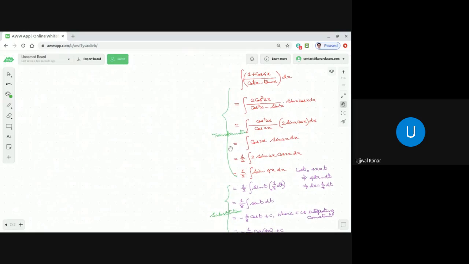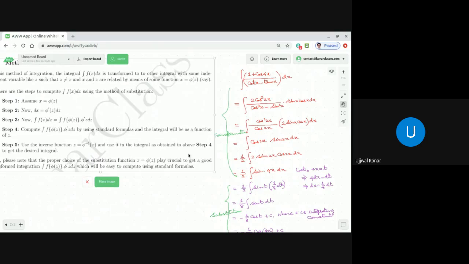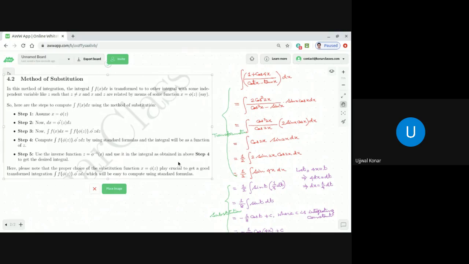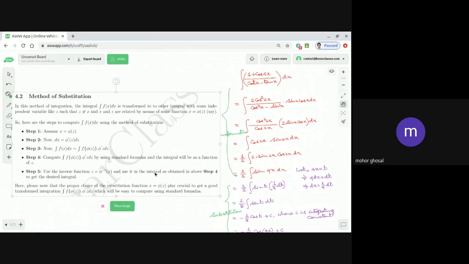So it is the right time to discuss the theory. What is the theory behind it, sir? Let's understand this. If you look into the theory, you will find exactly the mathematical statement that you follow. And here it is. So this is the method of substitution. I hope all of you are able to view it, dear students.